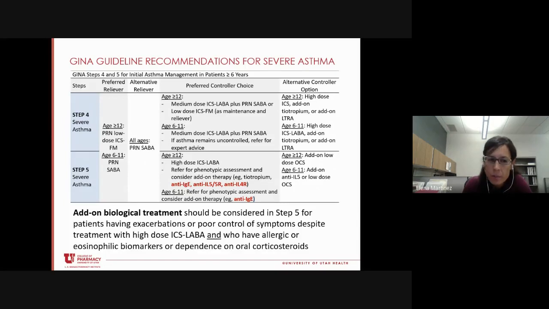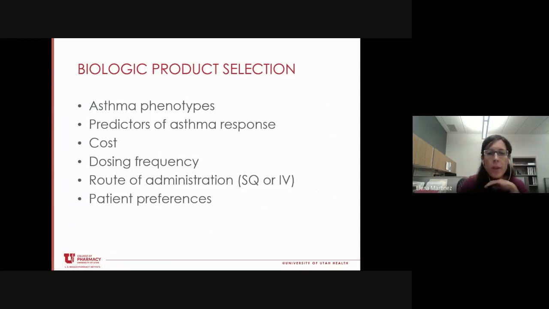Add-on biologic treatment is recommended in step 5 for patients having exacerbations or poor control of symptoms, despite treatment with high-dose ICS plus LABA, and who have allergic or eosinophilic biomarkers or require maintenance oral corticosteroids. Biologic product selection is based on asthma phenotypes and predictors of asthma response, such as high levels of eosinophils or FeNO, while considering cost, dosing frequency, route of administration, and patient preferences.